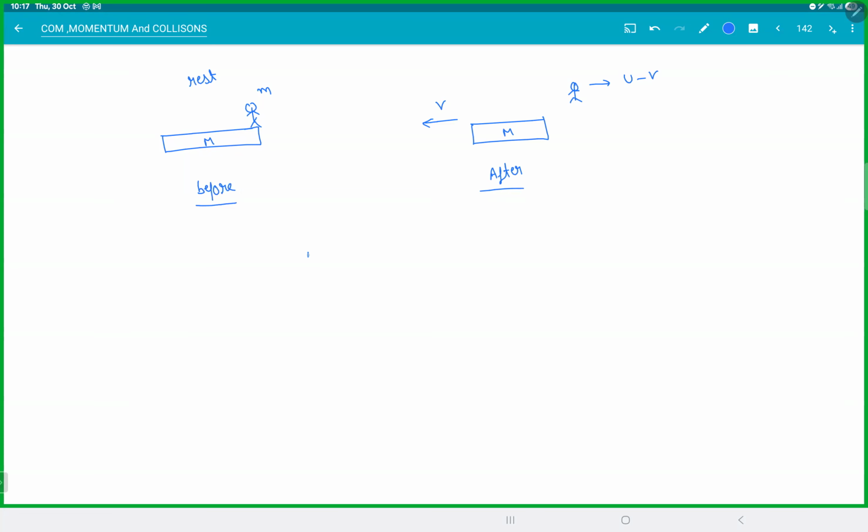Consideration of momentum. Initially momentum is 0. This will be m into u minus v minus M into v. So v is equal to mu by m plus M. Easy?